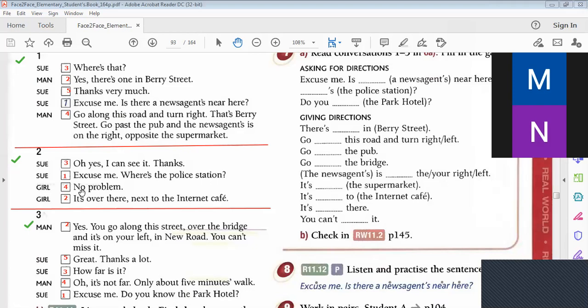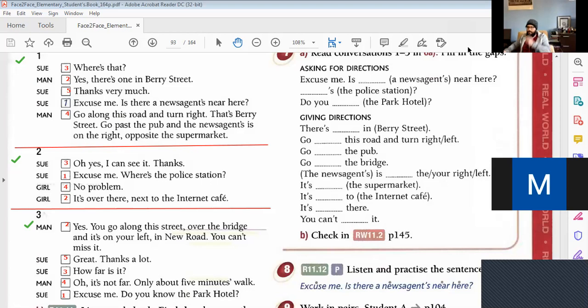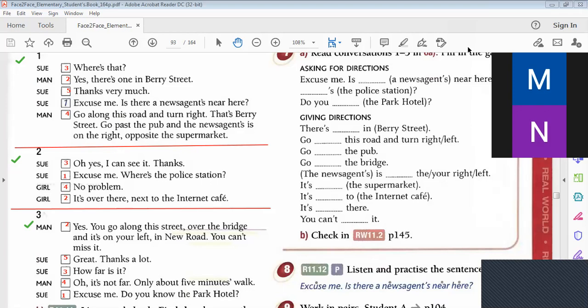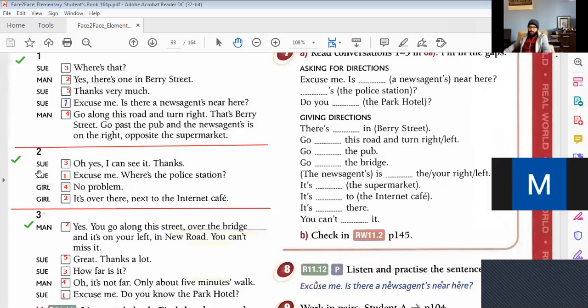Nice, okay. All right, and the second conversation we have Sue and the girl. So Ranim, you can be Sue, and Umnamida, you can be the girl. Ranim, are you there? Maybe Ranim's not there. Okay, so Rana, you can be Sue, and Umnamida can be the girl.